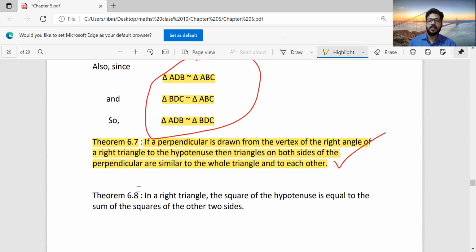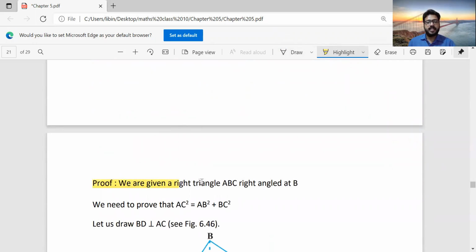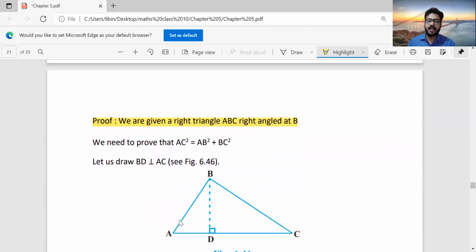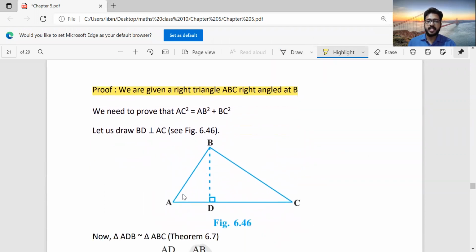Okay, so now we are going to the Pythagoras theorem. In a right triangle, the square of the hypotenuse is equal to the sum of the squares of the other two sides. Let us see that in detail. We are given that triangle ABC is a right triangle, right angled at B. We want to prove that AC squared is equal to AB squared plus BC squared. Since we want to make use of theorem 6.7, we should draw BD perpendicular to AC.